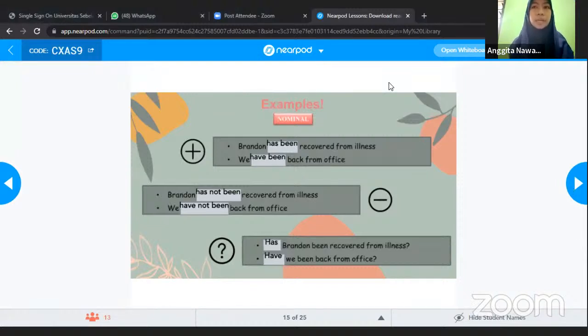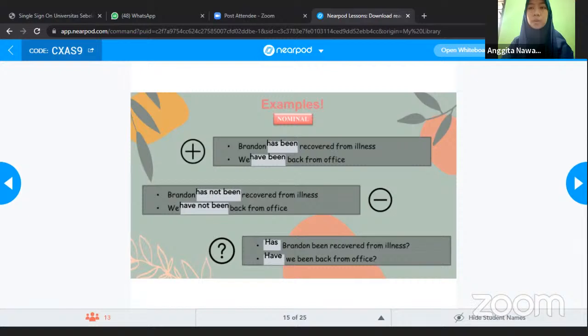And then this is the nominal examples. The difference between the nominal and the verbal is in the nominal we add been after has. So in the positive form, subject has been plus verb 3. Implemented in the sentences: Brandon has been recovered from illness. We have been back from office.